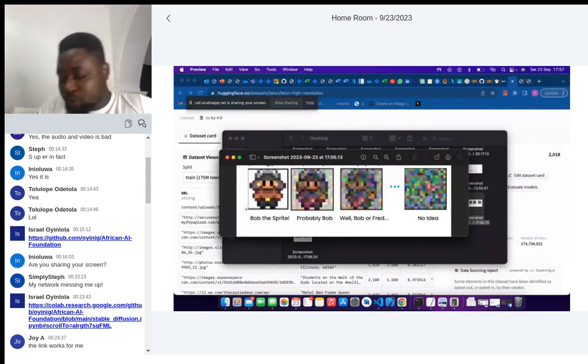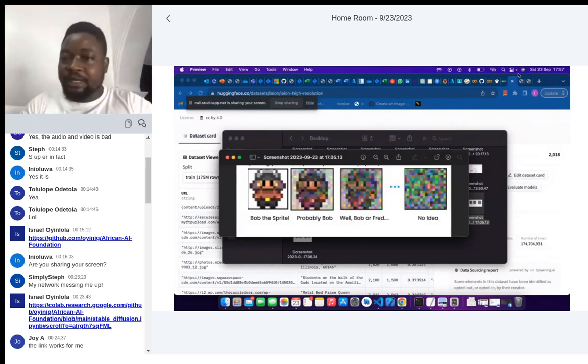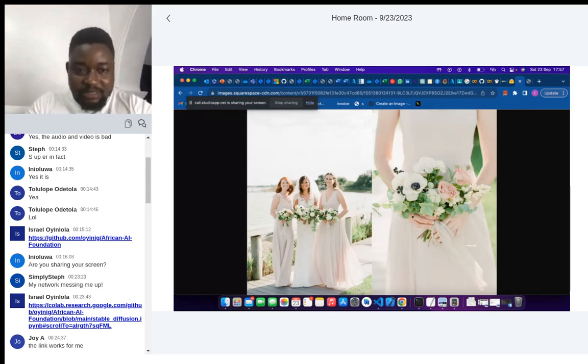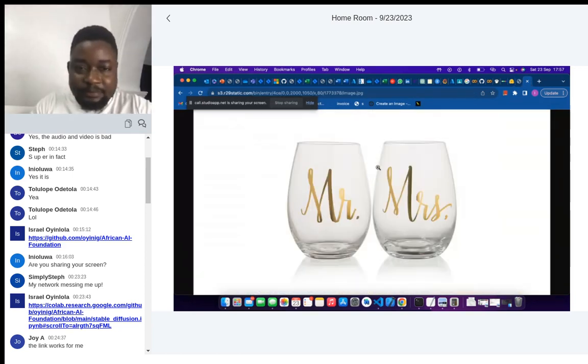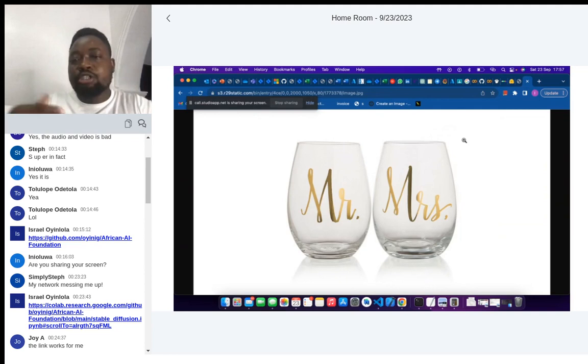I don't know if this makes sense. So during training, you have a high quality picture. I think we have a couple of them here. These brides and all that, colorful looking people, and then these glasses. These are the pure images.